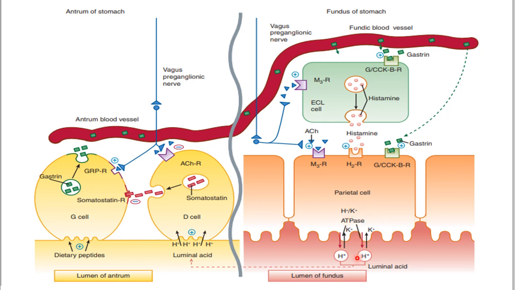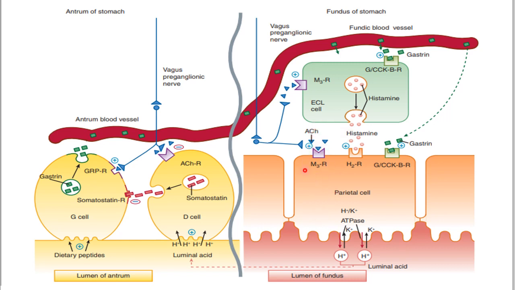So if you want to decrease the secretion of this acid, how can it be decreased? Either you give something which will block the muscarinic receptor, or histamine receptor, or gastrin receptor. But the best thing is you can block this pump, this proton pump, the hydrogen potassium ATPase. So let's see which drugs are available for this.